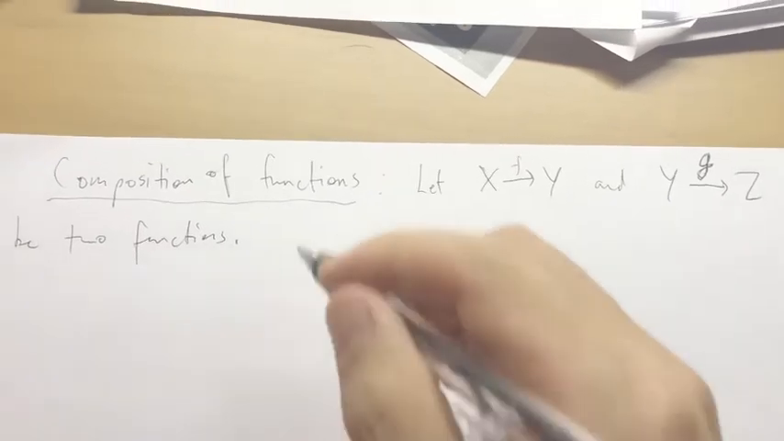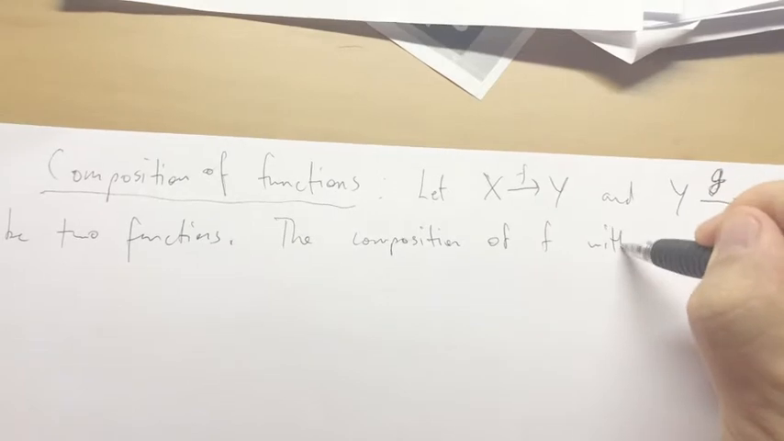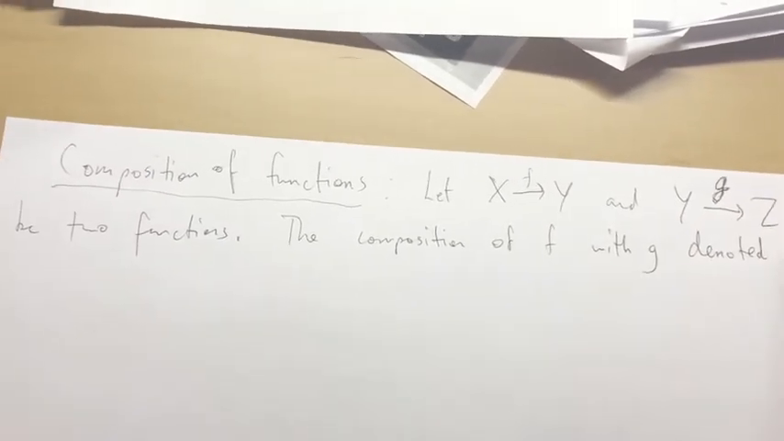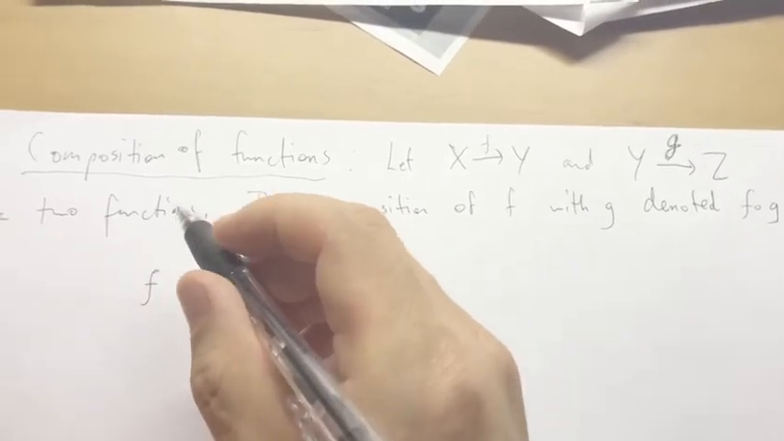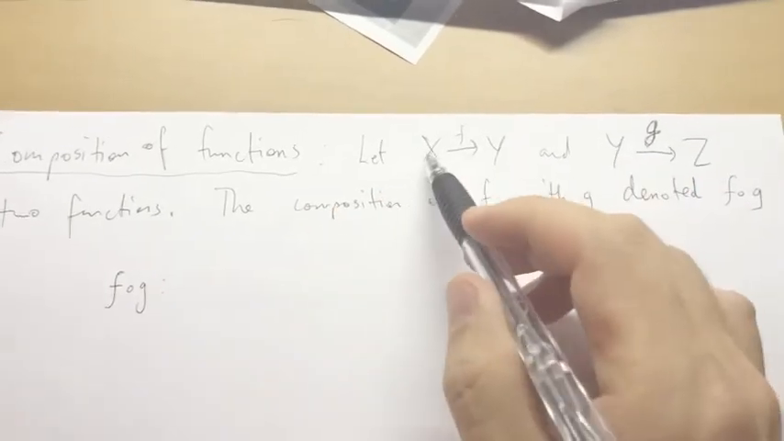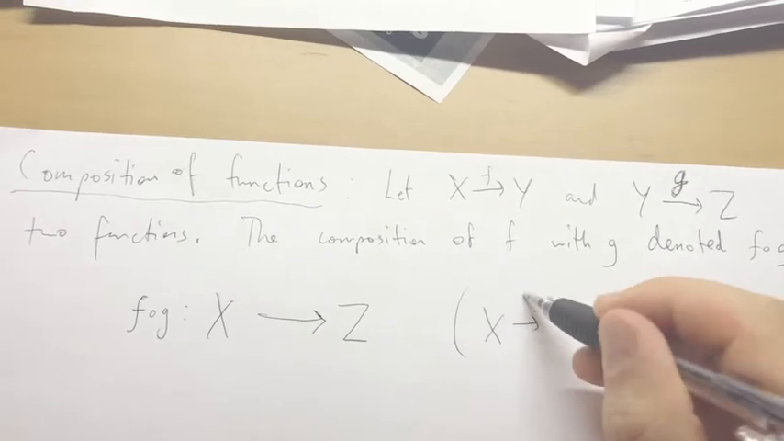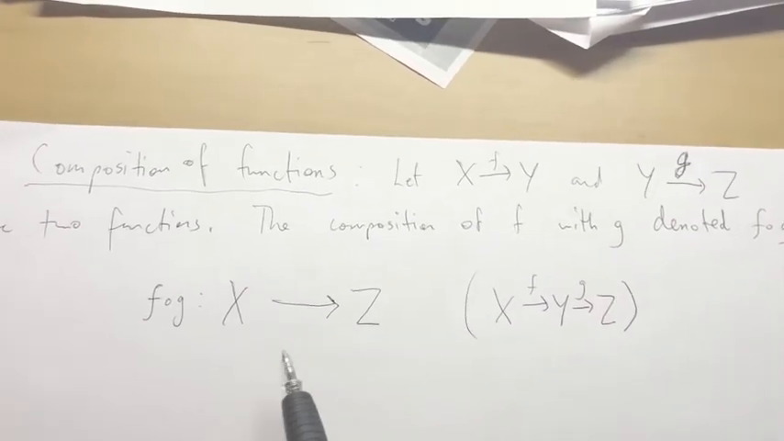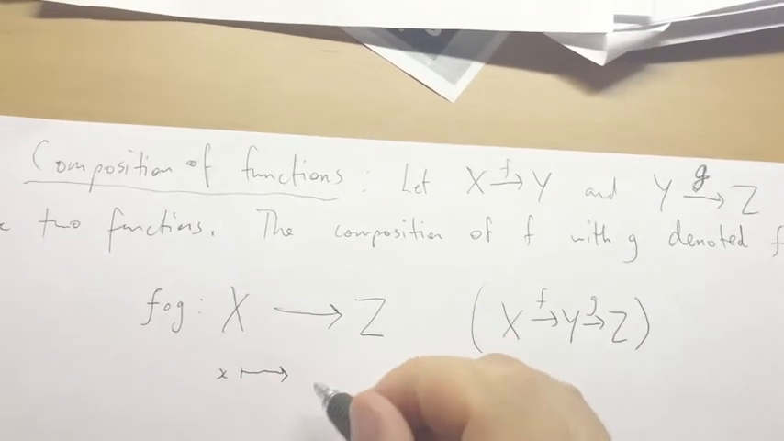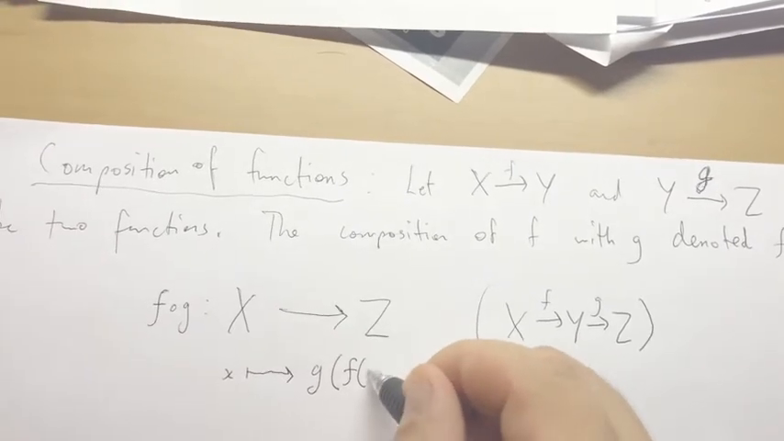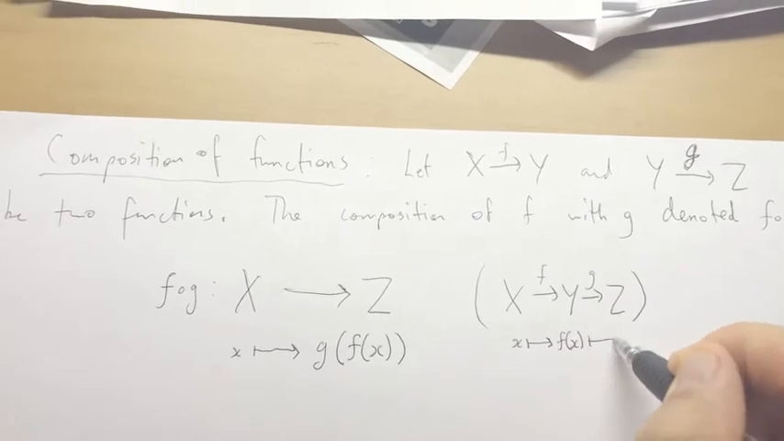The function that you get, denoted f circle g, is the function that goes from x to z, and it's exactly just from joining the arrows together. In the way it's done, it's kind of x to y by f, then y to z by g. And so what happens for x is it goes to g of f of x. Here you could see how x goes to f of x, and then it goes into g of f of x.